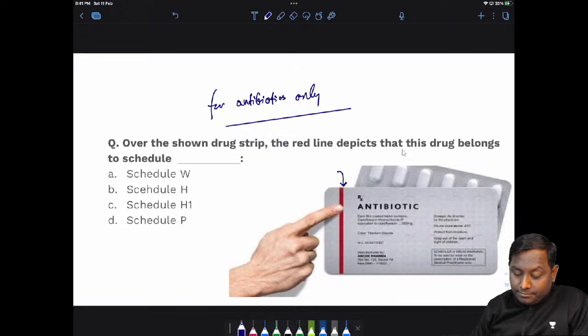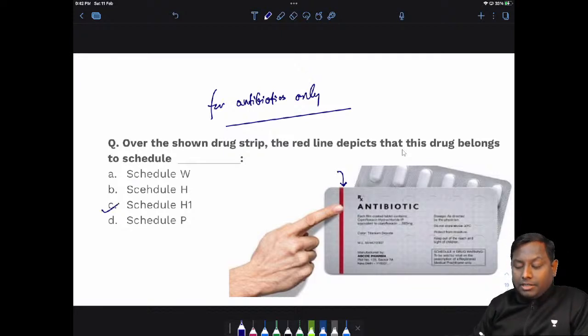Okay. Come on, tell me. What do you think is the correct answer for this one? Over the shown drug strip, the red line depicts what? Yes, Dr. Om, how can I help you? Tell me what the problem is. If you did not understand something, tell me. I hope all of you guys are okay here.